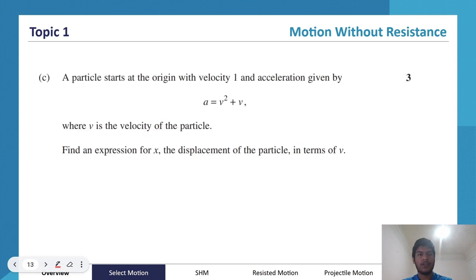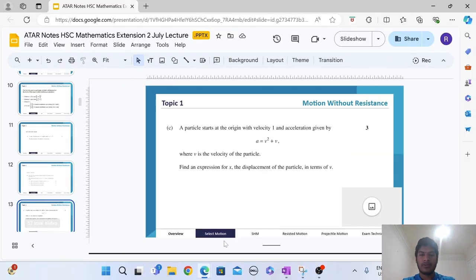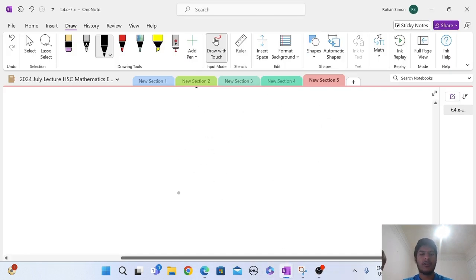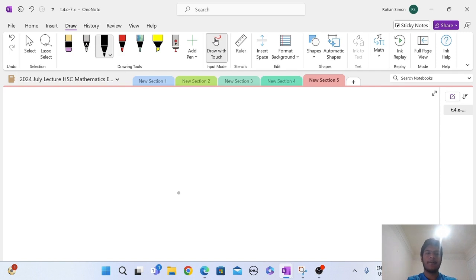Now let's move on. We've got a particle that starts at the origin with velocity 1 and acceleration given by a equals v squared plus v, and we're asked to find an expression for x, the displacement of the particle, in terms of v. Okay, so we start with acceleration. So acceleration equals v squared plus v.